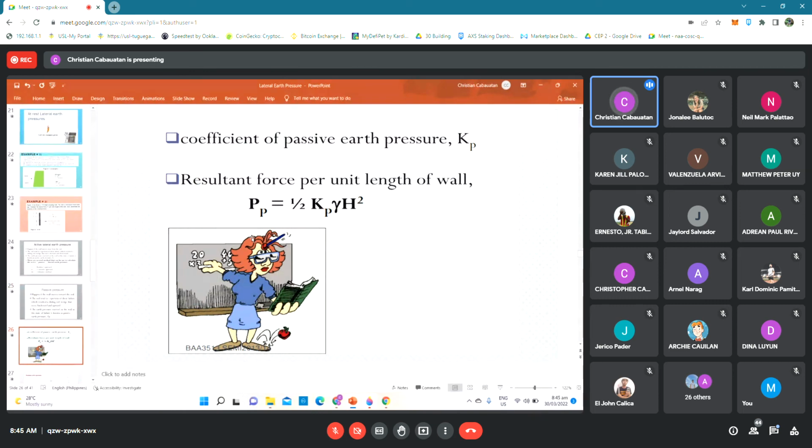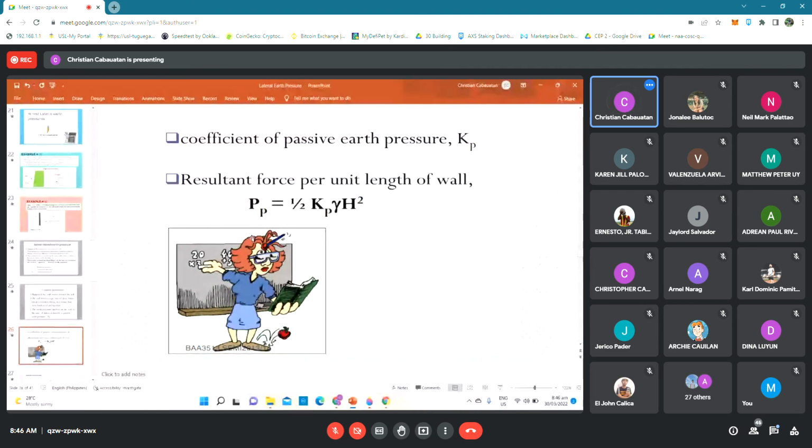And then the resultant force per unit length of your wall, for active, like what we did earlier, it is force, therefore it is F. For passive, it is FP, and for active it is FA. For the formula, for active it is just 1/2 Ka times gamma H squared. And then for passive, the K is replaced with your Kp.